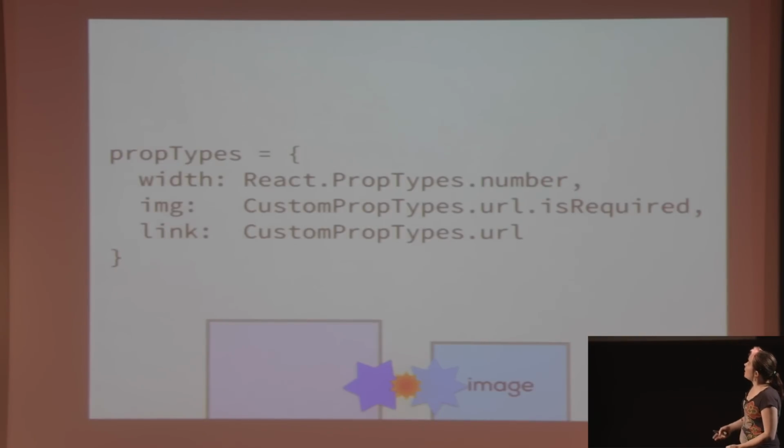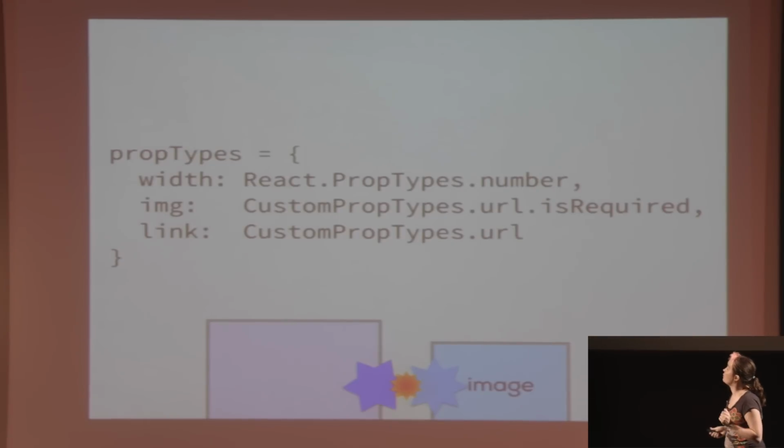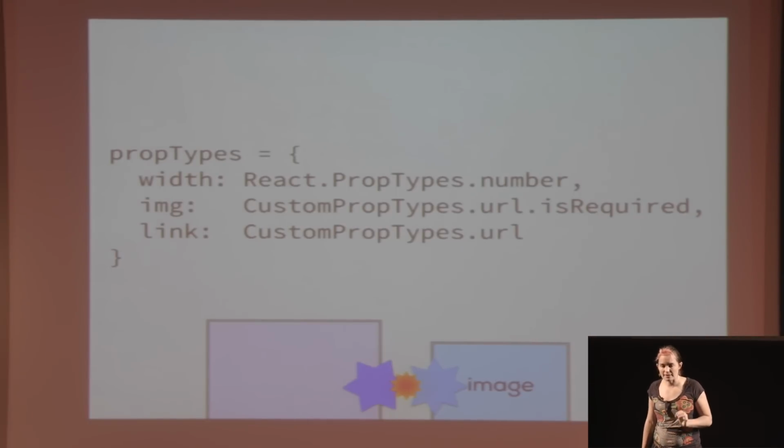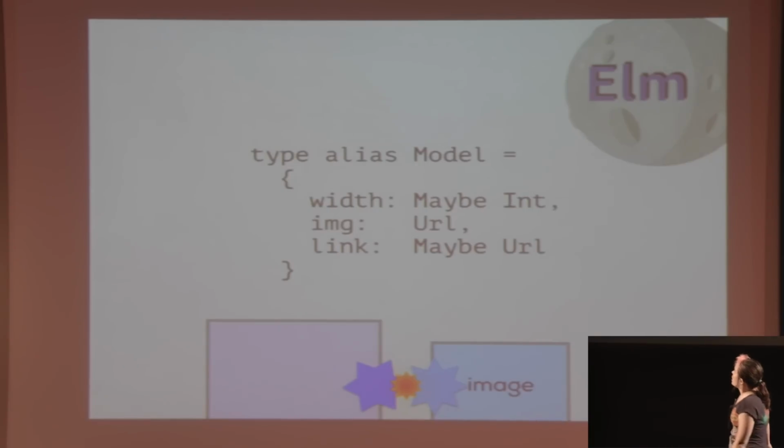So this one might get a width, which if you do, it better be a number, and it definitely gets a URL for the image, and it might get a URL for the link. In Elm, this is taken to a much larger extreme because Elm is a typed language. So each component defines the type of its model, just the same thing as props, really. And it's very specific. So here, I say maybe I'll get a width, and if I do, it's an int. I definitely get an image, which is a URL.